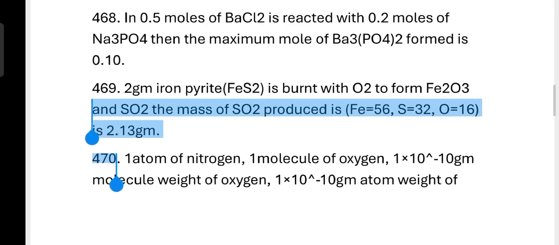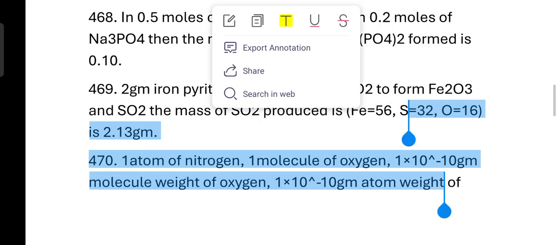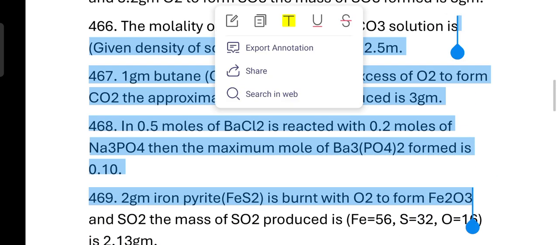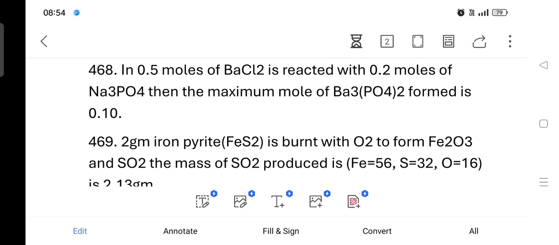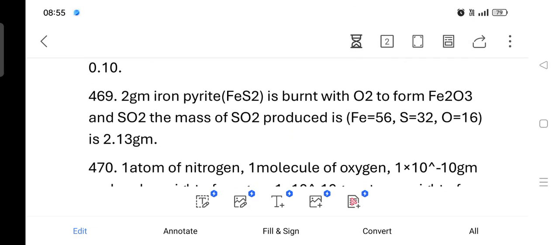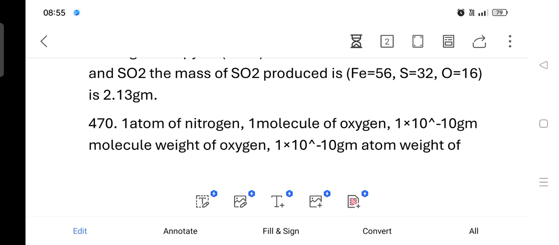2 grams of iron pyrite FeS2 is burnt with O2 to form Fe2O3 and SO2. The mass of SO2 produced, with Fe = 56, S = 32, O = 16, is 12.13 grams.